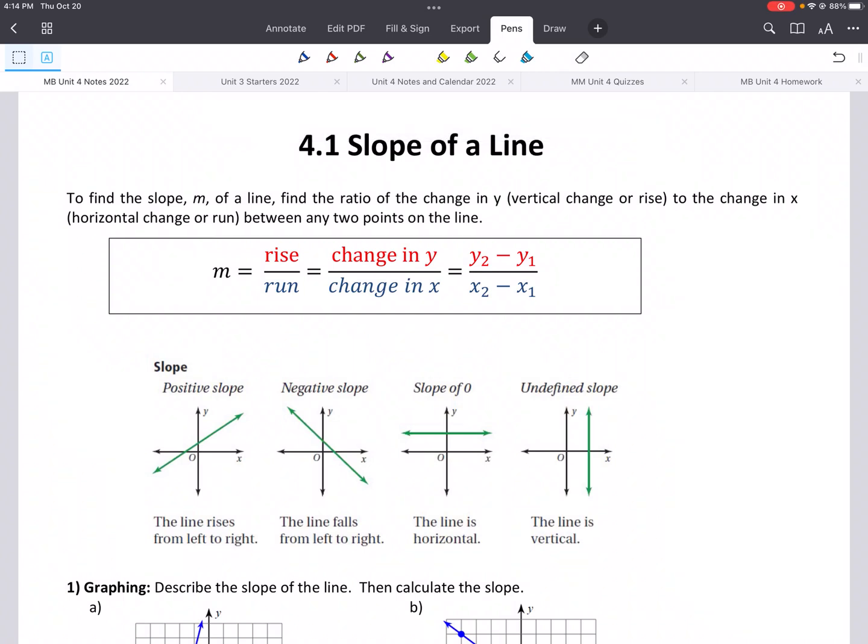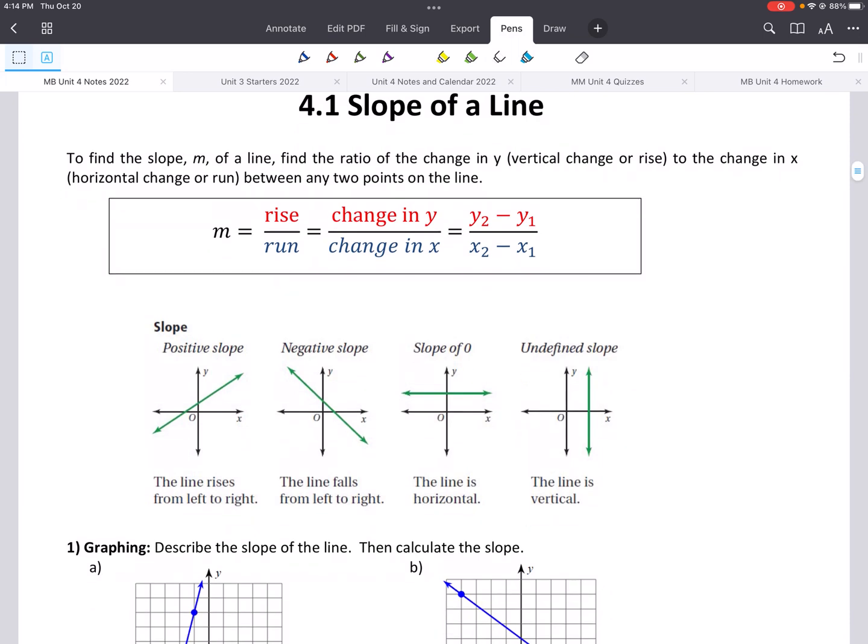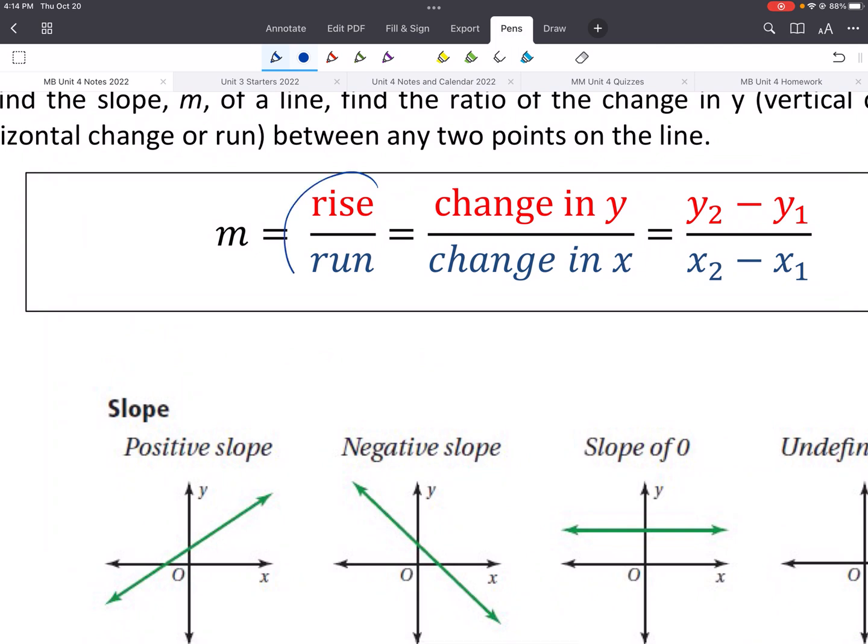Hey guys, this is 4.1, slope of a line. So we're going to be talking about slopes for these linear equations that we're going to be getting into. The slope is just a ratio of rise over run. You might have seen it like that, rise over run. We use that a lot when we're given a graph and we're trying to find the slope.